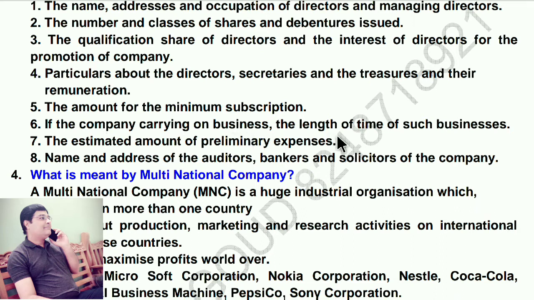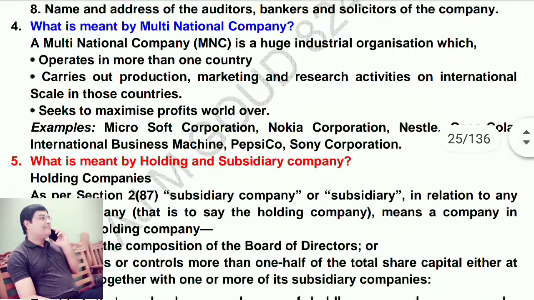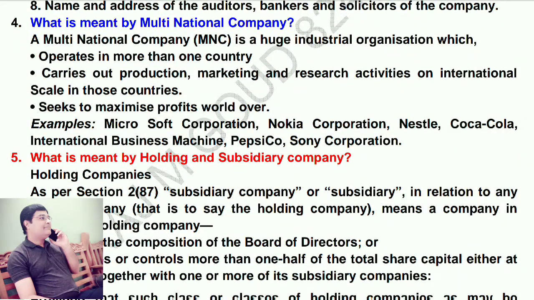If the company is carrying on business, the length of time of such business, the estimated amount of preliminary expenses, the name and address of the auditors, bankers and solicitors of the company. Everything must be mentioned in the prospectus.